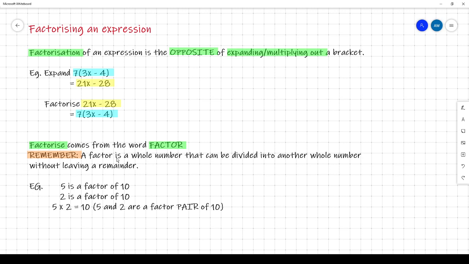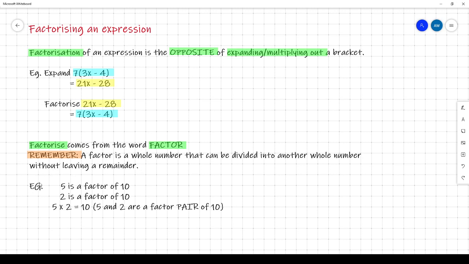A factor is a whole number that can be divided into another whole number without leaving a remainder. That's what you've been taught so far about factors. We will learn something else about factors in terms of algebra and letters in my third video.